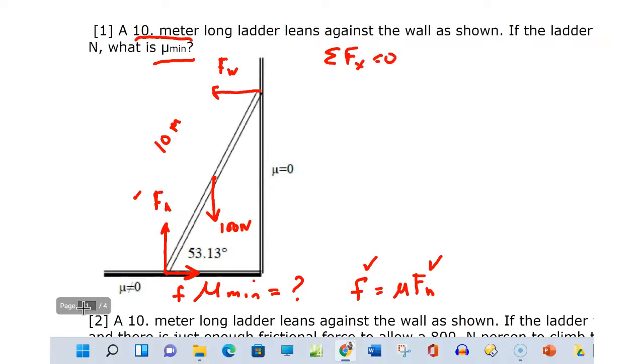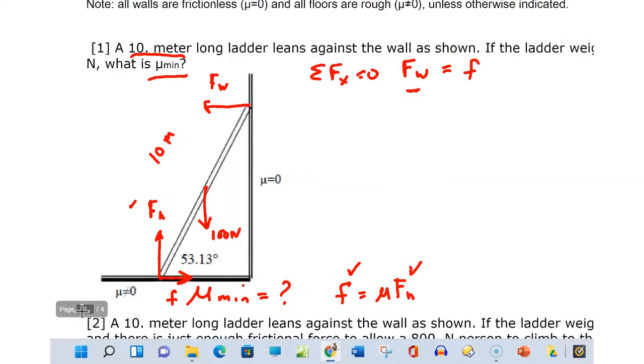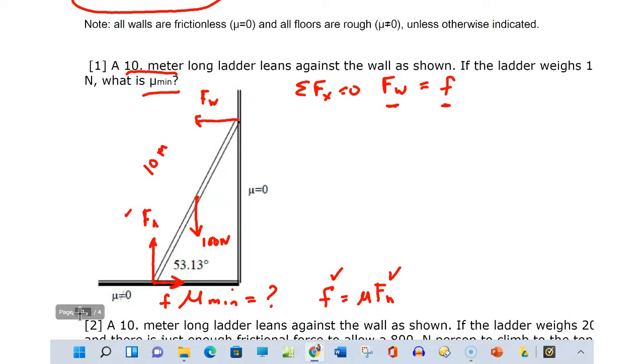Now, right away I realized that the sum of the forces in the x direction equals zero. So what does that mean? The force of the wall, pointing to the left, must equal the friction, the only force pointing to the right. So if I could find F wall, I could find friction. And I also know the sum of the forces in the y direction equals zero.